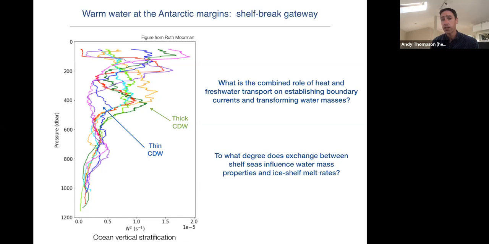I'll try to address two questions. What is the combined role of both heat and freshwater transport in establishing boundary currents that may involve interactions between different shelf seas? And also what I'll talk about in terms of transforming water masses, what we really mean by an overturning circulation on the shelf. And then in the second part of the talk, we'll talk a little bit about this idea that there are mechanisms for significant exchange between the different shelf seas, say, for instance, the Bellingshausen and the Amundsen, that may impact ice shelf melt rates.